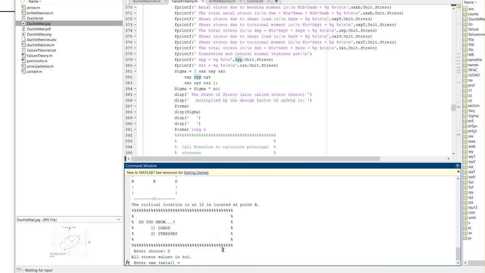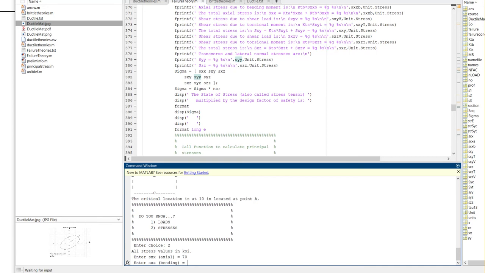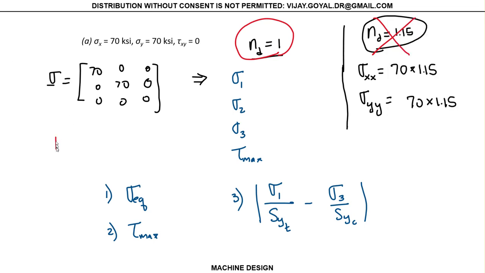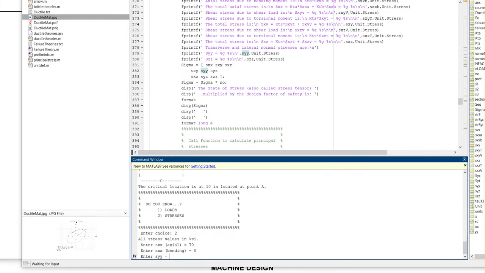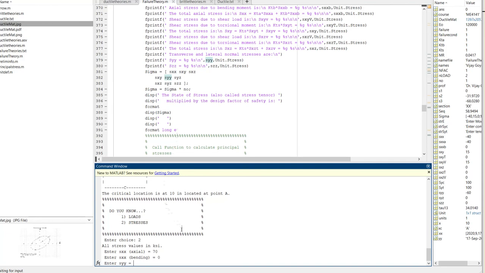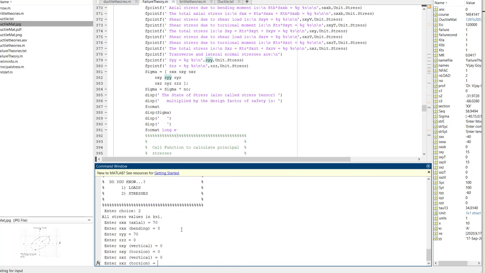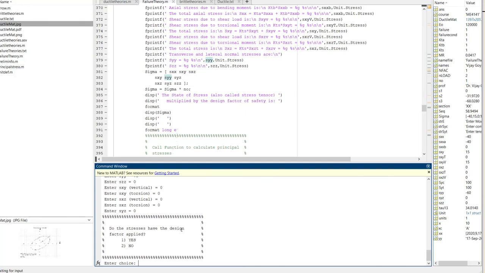Now, what you have to be careful about here, I put 70 here, I have to put 0 there. Why? Because remember, your sigma xx is equal to the axial stress plus your bending stress. And since the whole thing is equal to 70, I assign the 70 to either one of these values. I cannot put 70 and 70, that will become 140. Just keep that in your mind as you're doing these problems. Then this is also 70, and everything else is 0 because I don't have any shear. Let's assume everything is applied to the stresses that we have.